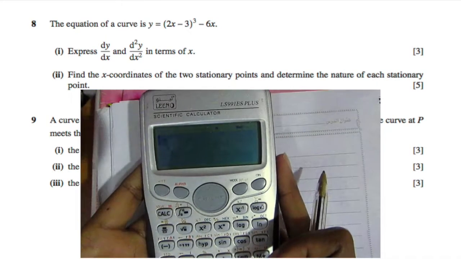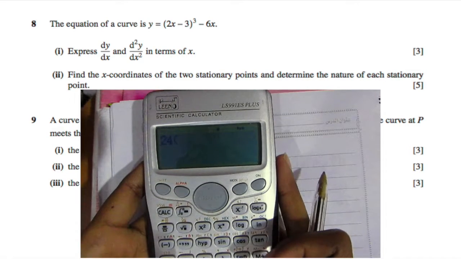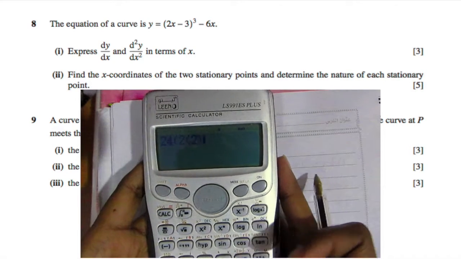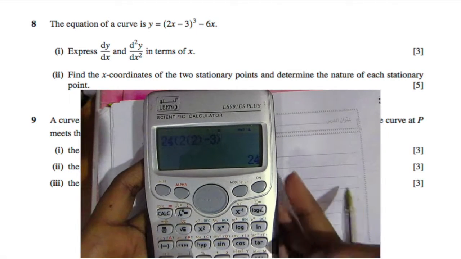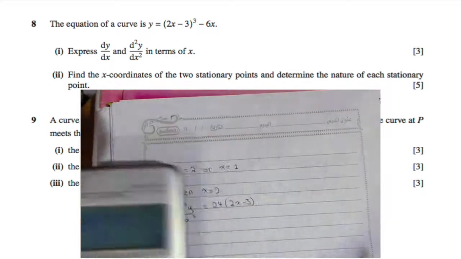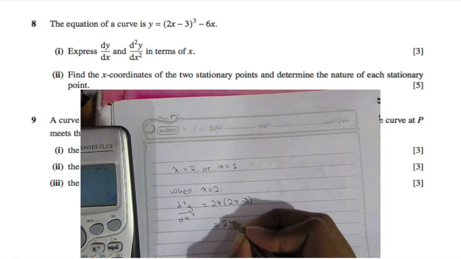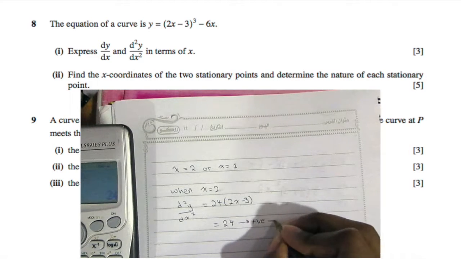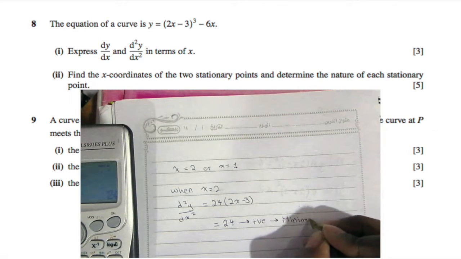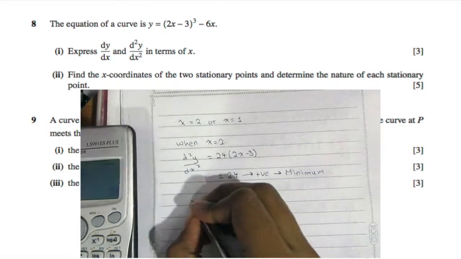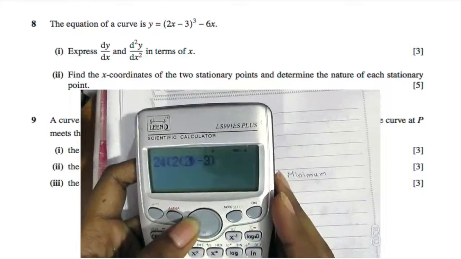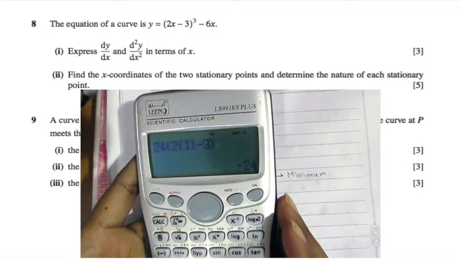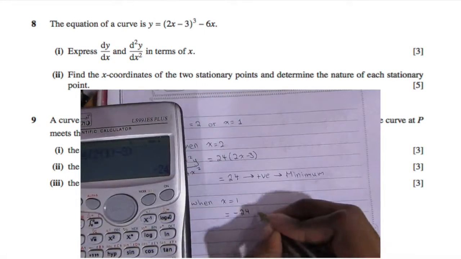So just pop that into your calculator. 24 times (2 times 2 minus 3). Or you can just say 2 times 2 is 4, minus 3 is 1, so 24 times 1 is 24. And that's positive, so it's a minimum. We're done with the first part, but now we need to finish when x is equal to 1, and it just equals a maximum. That's it. That is a total of 5 marks, you guys, and we're done with this question.